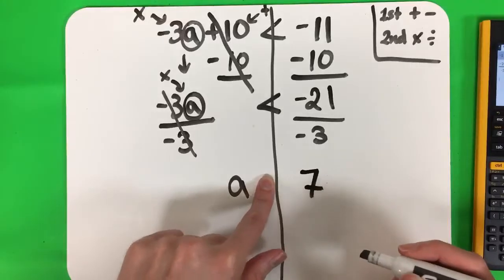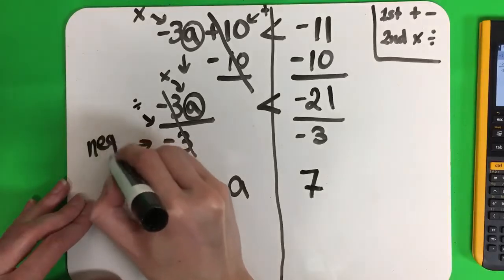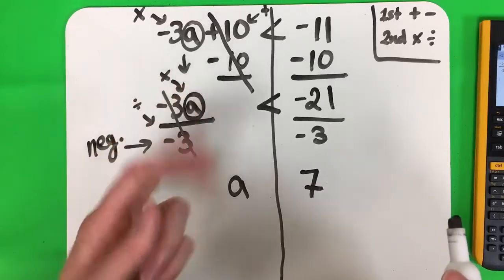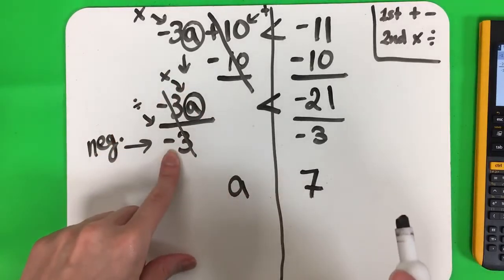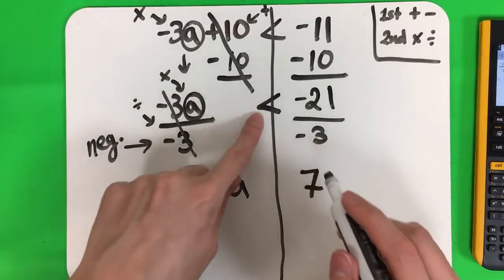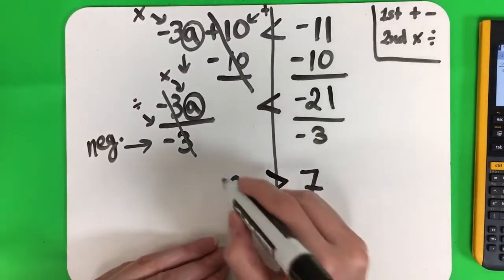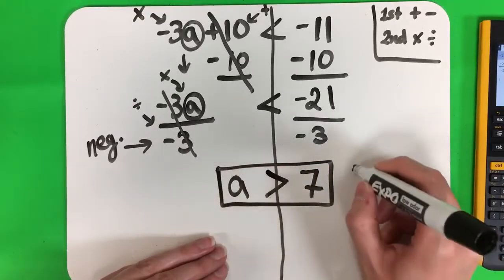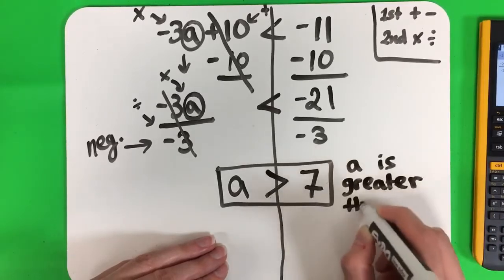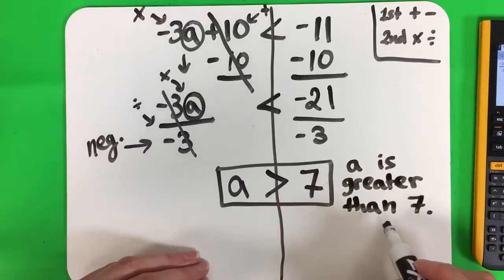Now for the sign, I did divide, and this number is negative. So if this number down is negative, you switch the sign. Si el número que estás abajo es negativo, cambia el signo. So no more less, no más, switch. Greater than. So A is greater than 7. So we're going to write A is greater than 7. A is mayor que 7.